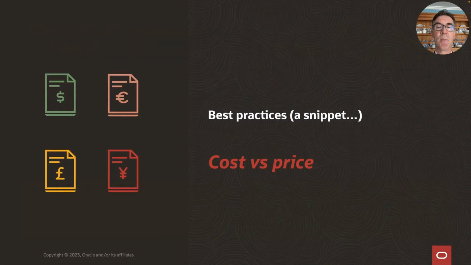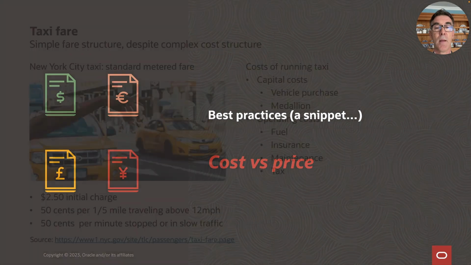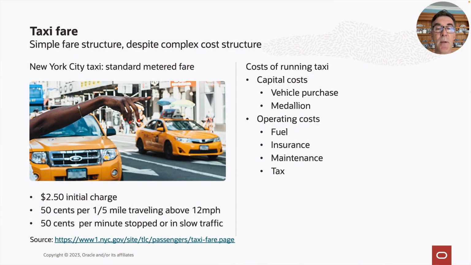At the beginning, I promised to provide a few snippets of best practice advice. Here's one that's very important for the SaaS space. It's to have a clear understanding of the difference between the cost of delivering your service and the price you charge for it. A great example of this is taking a cab in New York City. Here's what you're going to pay. $2.50 initial charge, 50 cents per 1/5 of a mile travelling above 12 miles per hour, 50 cents per minute stopped or in slow traffic. That's it. Nice and simple.